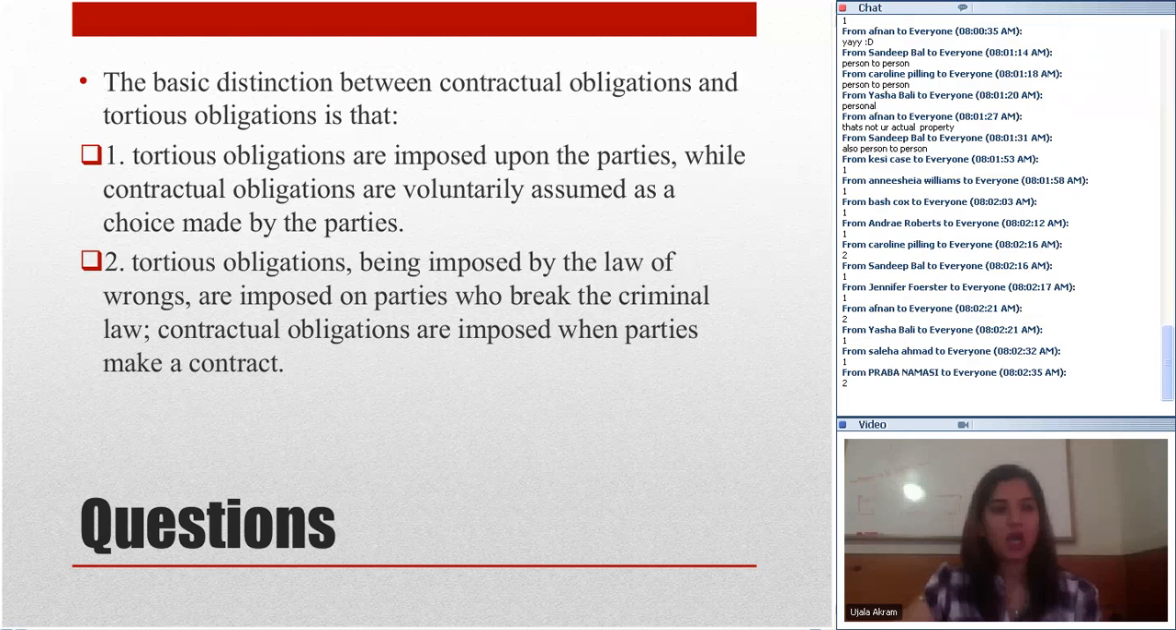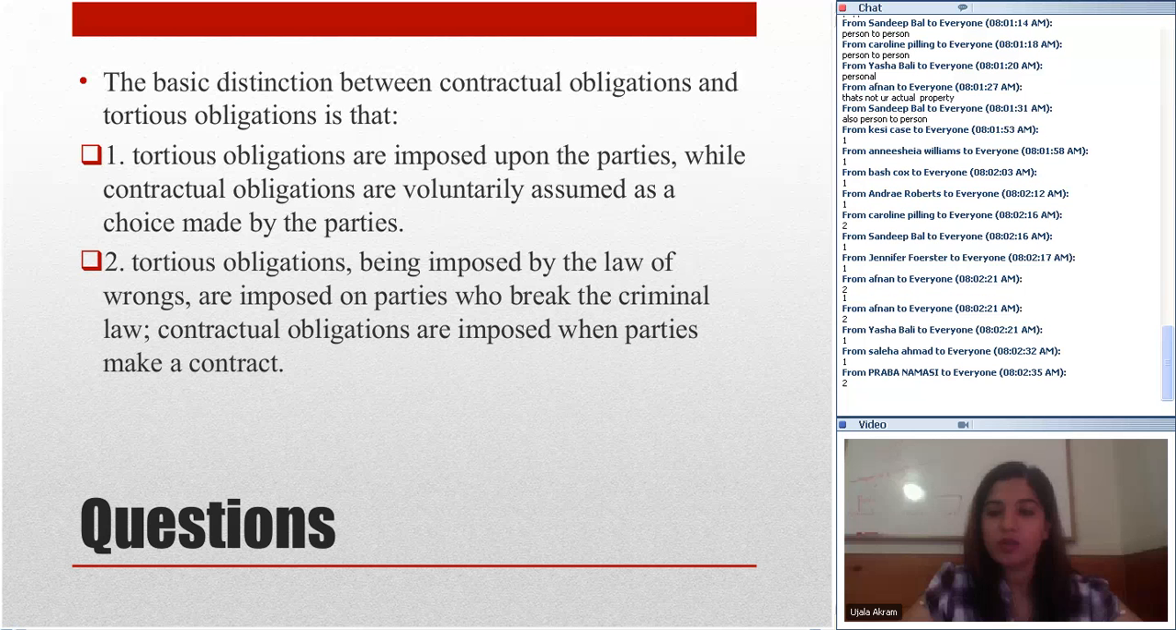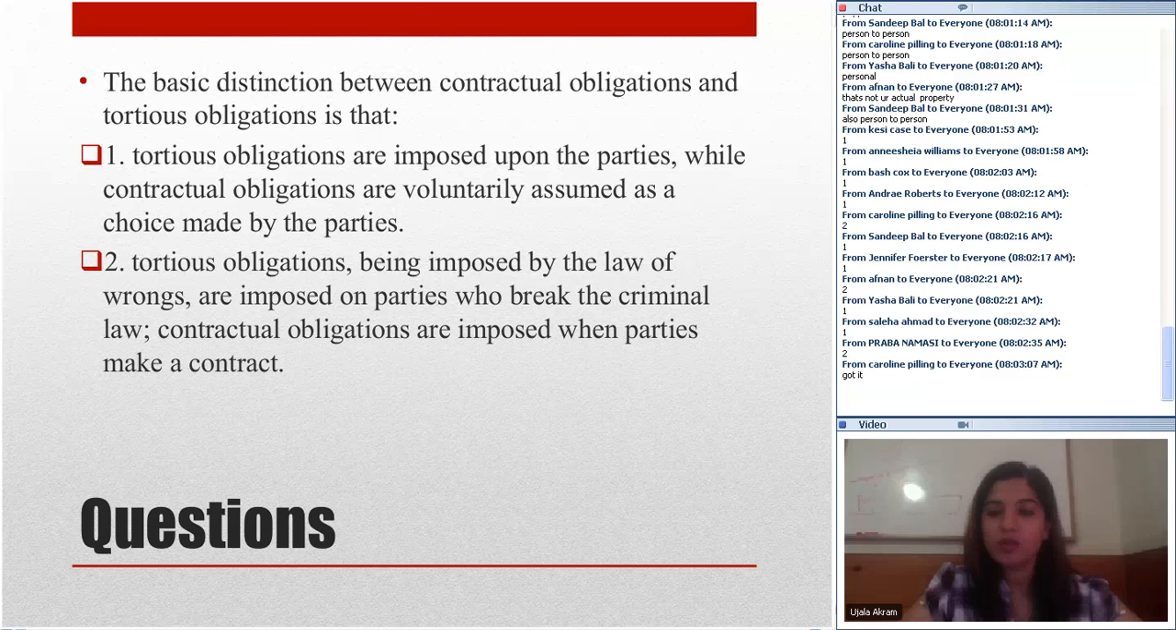In my opinion, 1 is correct. Why? This is the basic distinction. Although some contractual obligations appear to be imposed by the law and some duties of care appear to be voluntarily assumed by the parties, this is the basic distinction. Why is number 2 not right? It's because torts are civil wrongs, but are not necessarily crimes. Do you see the words criminal law here in number 2? That is what makes it wrong. So torts are civil wrongs, not crimes.